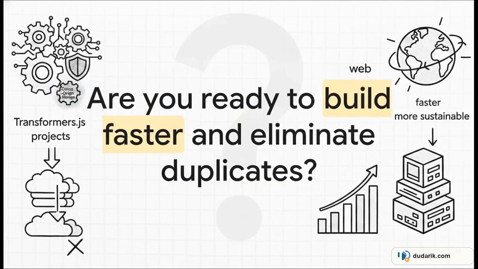The era of wasting gigabytes of bandwidth and storage on duplicate AI models is finally ending. So, are you ready to test out this extension, flip that flag in your Transformers.js projects, and help build a drastically faster, more sustainable web today? Think about it. If we stop downloading the exact same brains over and over, imagine how fast the web's AI could actually think.